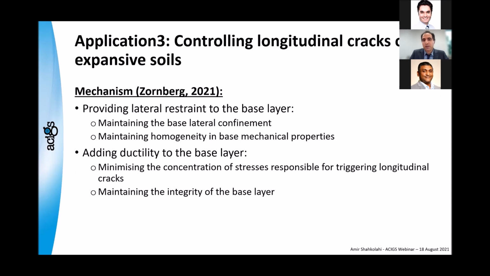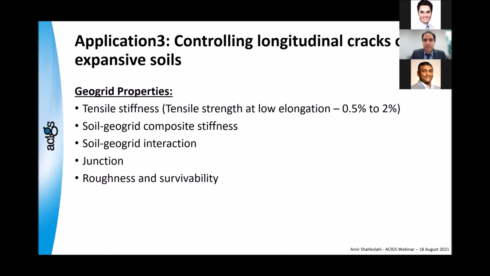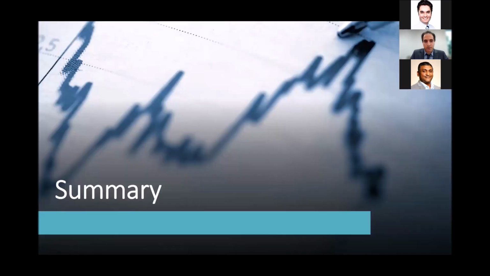And the mechanism, according to Dr. Zornberg, can be providing lateral restraint to the base layer, which minimizes the lateral spreading and actually maintains the homogeneity of the base material, and adds ductility to the base layer. So these are the mechanisms that can help us in this specific application. The properties of geogrid: tensile stiffness, soil geogrid composite stiffness, and interaction, junction, and roughness.